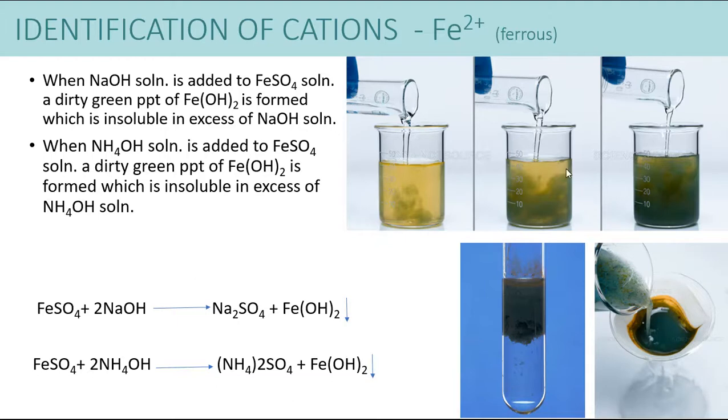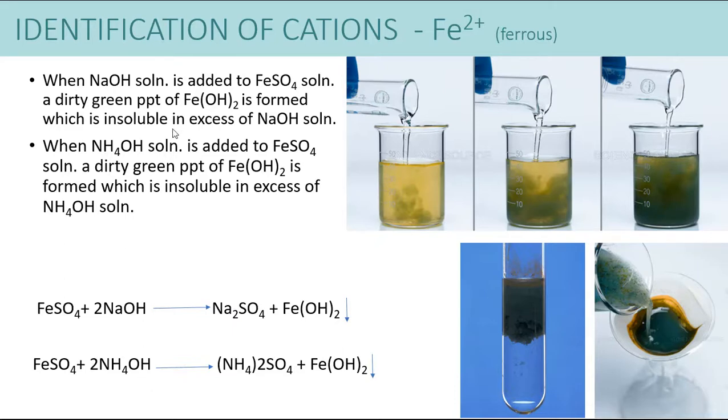The first cation you are going to study is the ferrous ion, that is Fe2+ ion. When a sodium hydroxide solution is added to ferrous sulfate solution, a dirty green precipitate of ferrous hydroxide is formed, which is insoluble in excess of sodium hydroxide solution. So you can see here, to the ferrous sulfate solution, sodium hydroxide solution is added, a dirty green precipitate is formed. When you add excess of sodium hydroxide, it is insoluble.